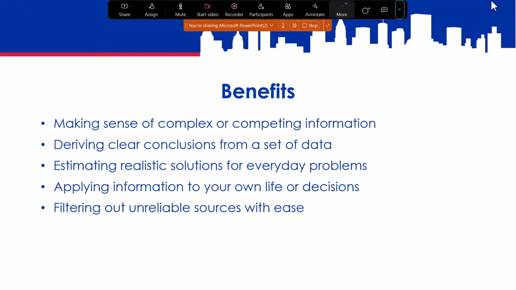So again, the benefits: you're making sense of complex or competing information. You're able to get clear conclusions from a set of data. You can estimate realistic solutions for everyday problems and apply information to your own life decisions. And that's what I meant by the car loan, a home loan. You need accurate information on interest rates, for example, and then be able to filter out those unreliable sources with ease. So if you see something, you're like, oh, I know that's not accurate because blah, blah, blah. So you know that.